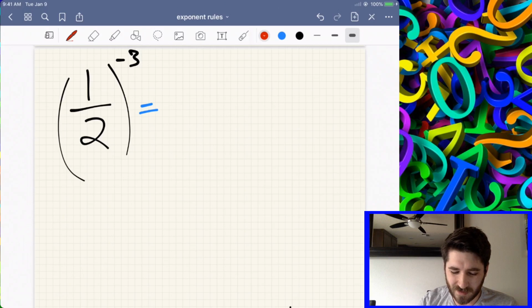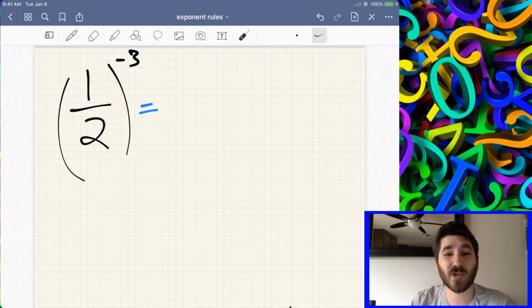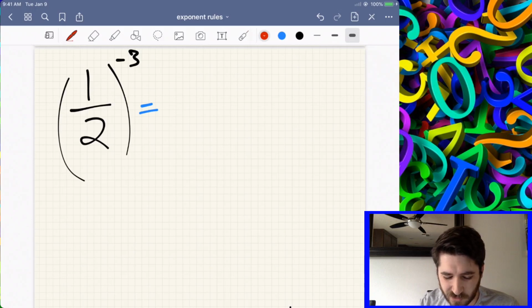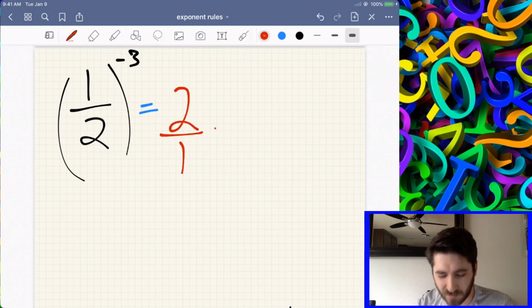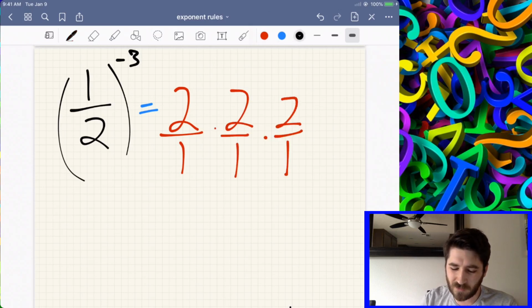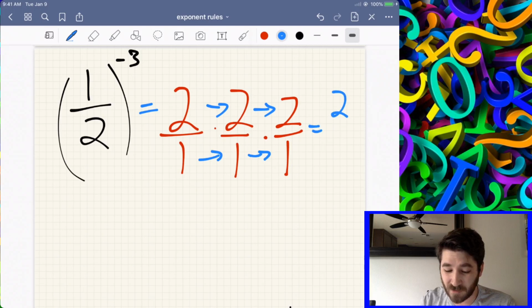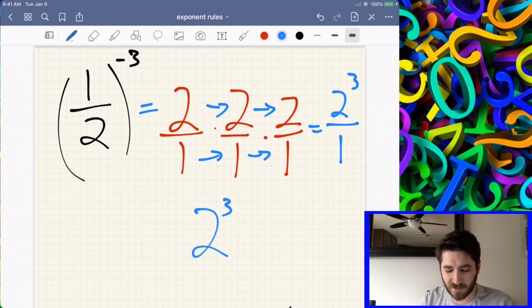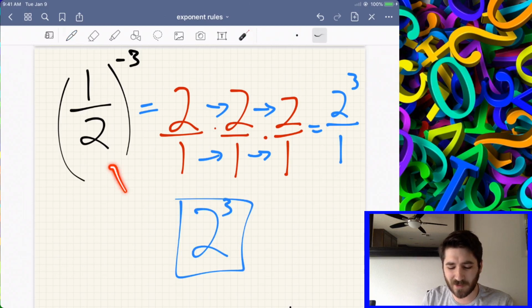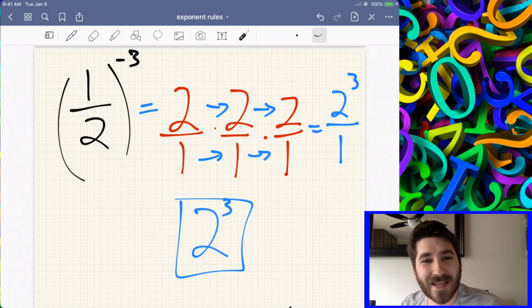So we're going to take the reciprocal of 1/2. Remember that reciprocals are just fractions where the numerator and denominator have flipped. So we are going to take 2 over 1 times 2 over 1 times 2 over 1. And we'll multiply this out. And we get 2 to the power of 3 over 1. Or simply put, 2 to the power of 3. Again, notice how similar our beginning and end look.